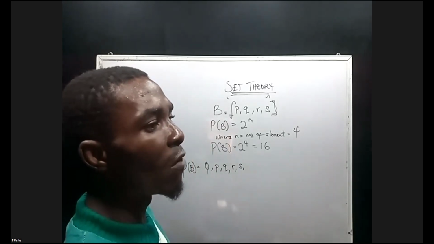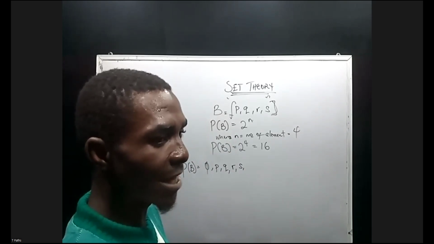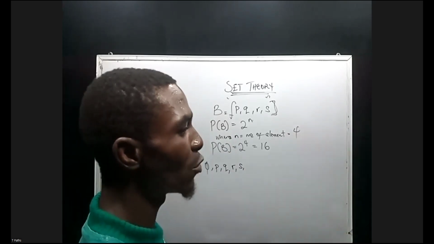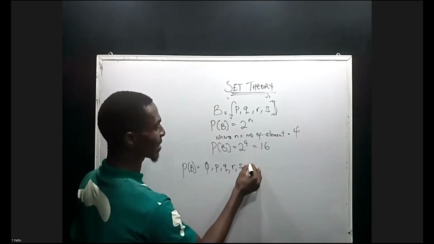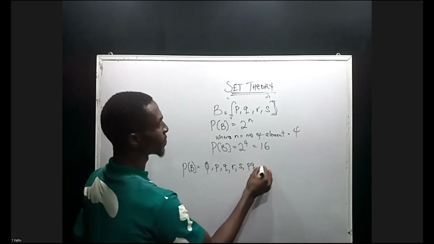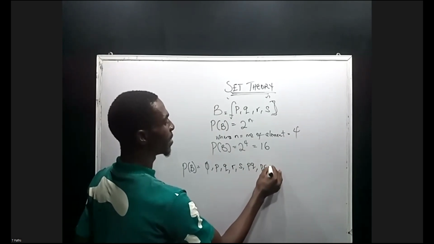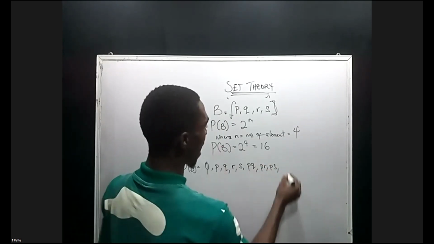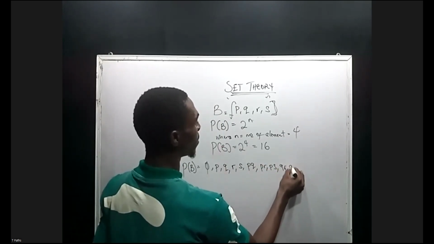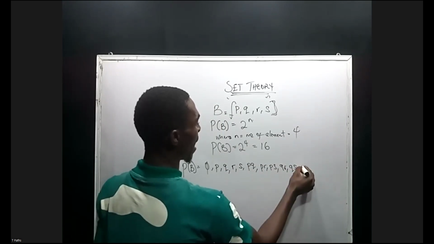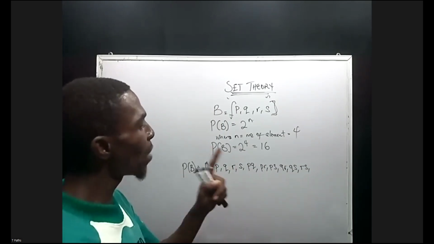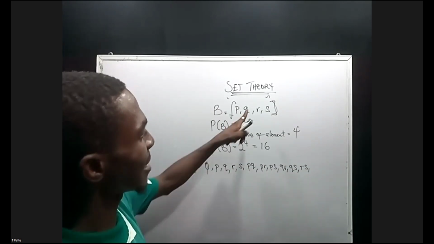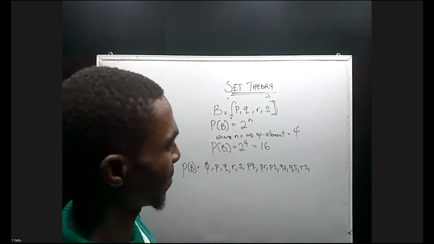On to the subsets with 2 elements this time. You have to join 2 elements without repetition. So 2 elements can come as PQ, PR, PS, QR, QS, RS. These are the possible 2-element subsets that you can form with this set. Are you well clear with this?